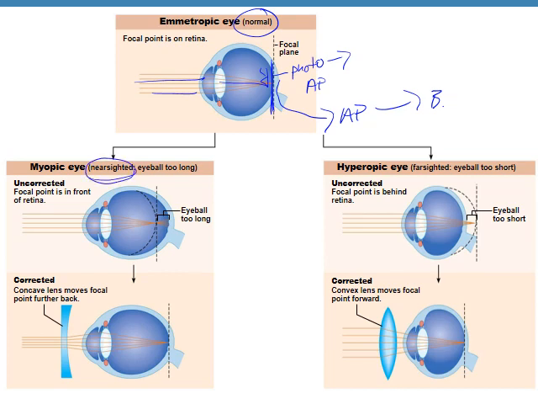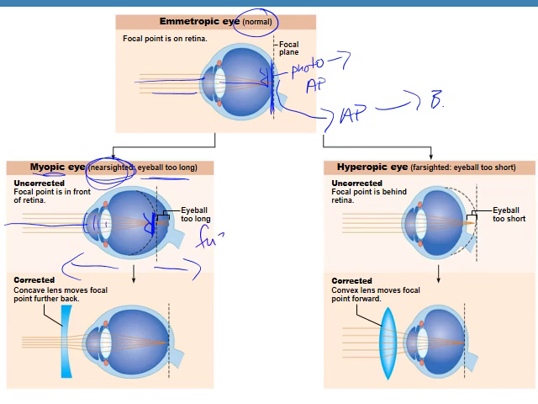So what happens if you're nearsighted? So myopic eye, your eyeball is too long. You can see they've stretched kind of the eye. So what happens when light is shining through the cornea, the aqueous humor, the pupil, the lens? The image ends up here. Your focal plane is too far away from the retina.